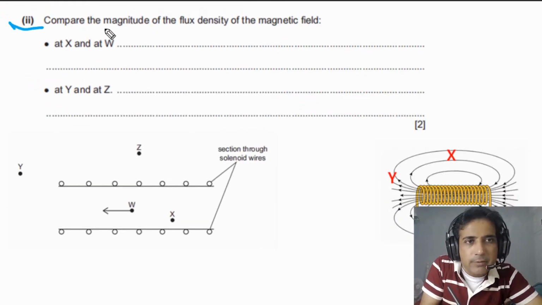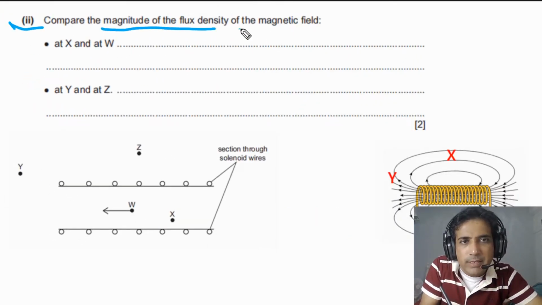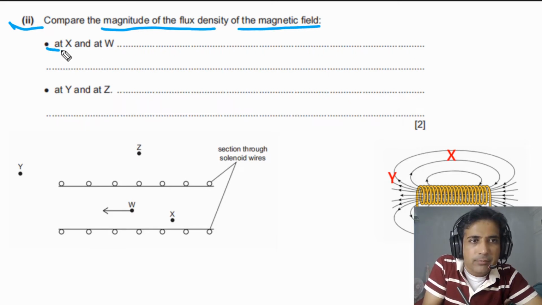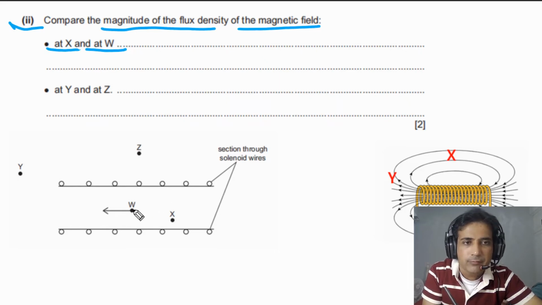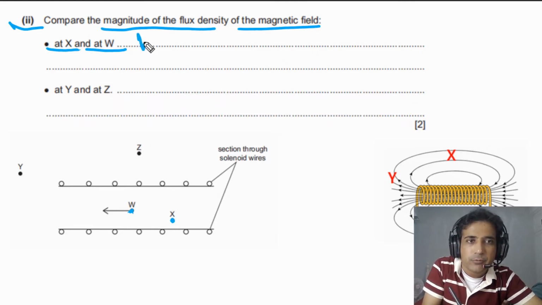For the second part, we need to compare the magnitude of the flux density of the magnetic field at point X and at point Y. We have already discussed magnetic field at point X and at point W is approximately the same, because magnetic field inside solenoid is uniform. So simply we can say magnetic field at point X, means the magnetic flux density, is approximately equal to magnetic flux density at W.